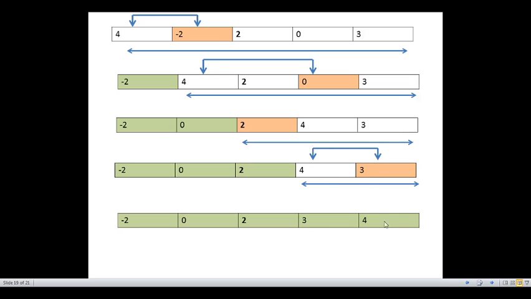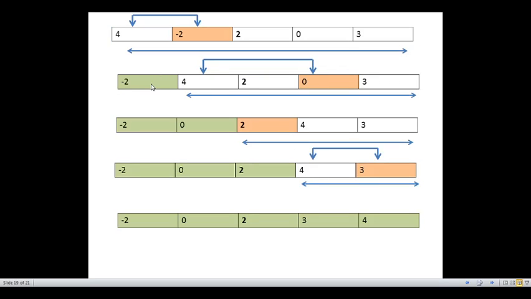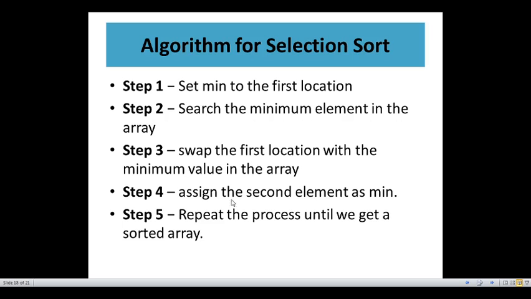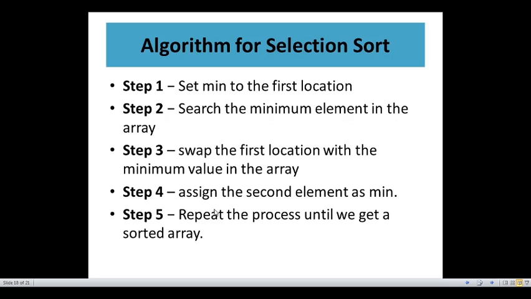In this way, till the end of the list, search the smallest element in the remaining list and swap it with the minimum value. So set minimum to the first location, then search the minimum element in the array. Then swap the first location with the minimum value in the array. Assign the second element as a minimum. Then repeat the procedure until we get the sorted array.